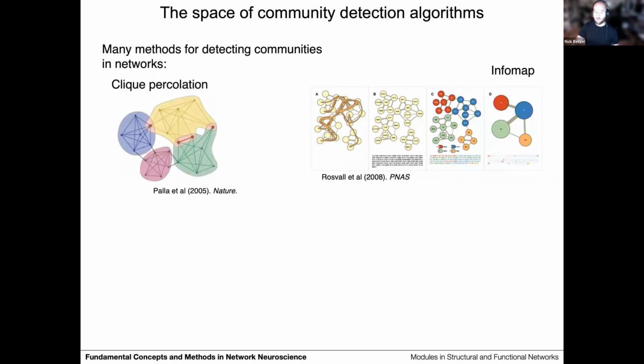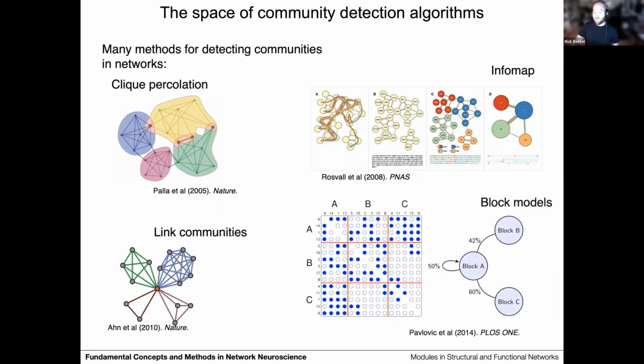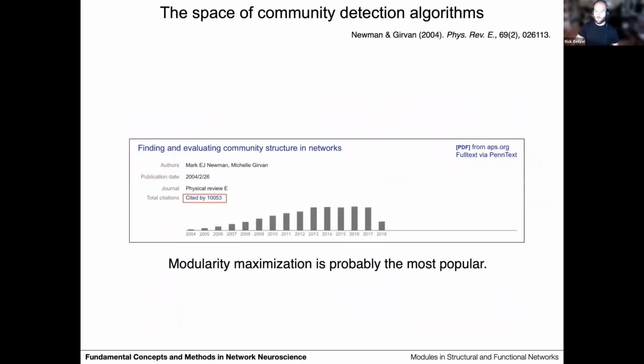Methods like clique percolation, on the other hand, are based on overlapping maximal cliques. There are methods that define communities at the level of edges, for example, Y.-Y. Ahn's link communities. And there are inferential methods like stochastic block models. So there are lots of tools out there. This is an old screen capture, but perhaps the most common of those tools is modularity maximization.